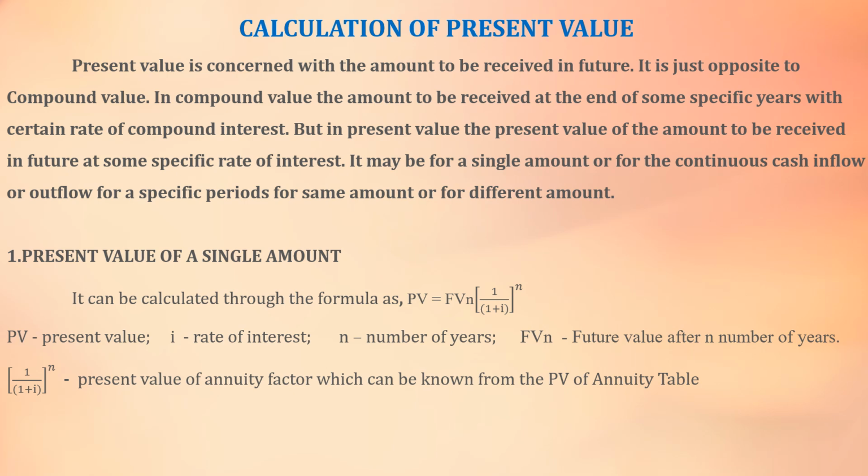1. Present value of a single amount. It can be calculated through the formula as mentioned here. PV, present value, I, rate of interest, N, number of years, FVN, future value after N number of years. 1 by (1 plus I) raised to N is the present value factor, which can be known from the PV table.